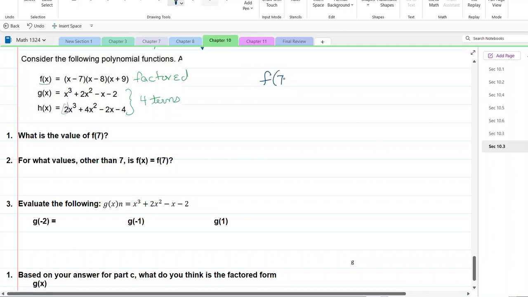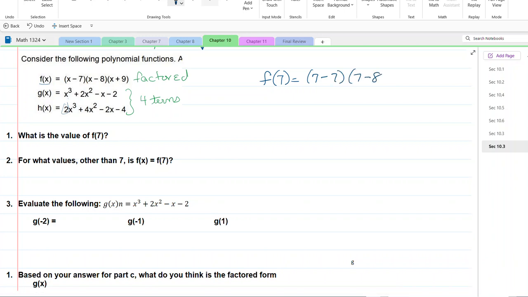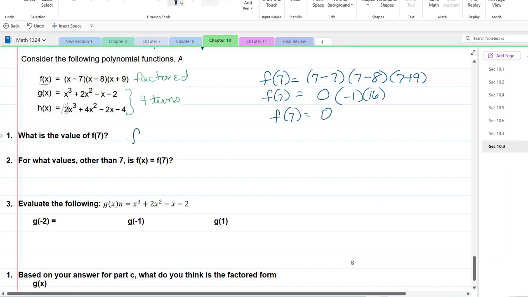F of 7. That means for every place x is, I'm putting a 7. 7 minus 8, 7 plus 9. All right. Well, this is 0. This is a -1, and this is a 16. Well, what is anything times 0? Well, of course, it's 0. So, what is the value of f of 7? F of 7 equals 0.